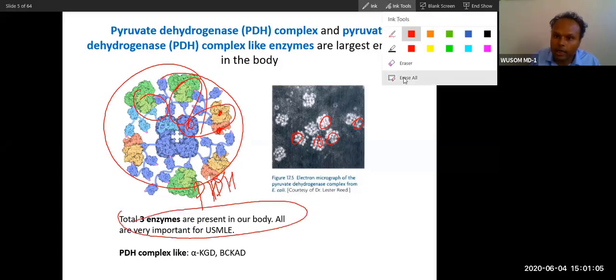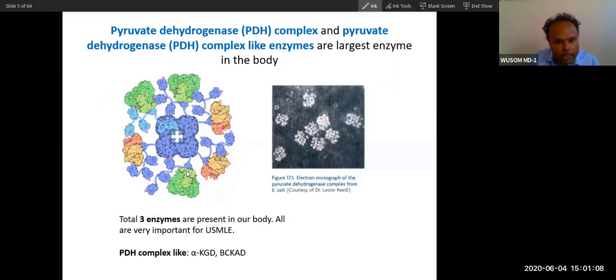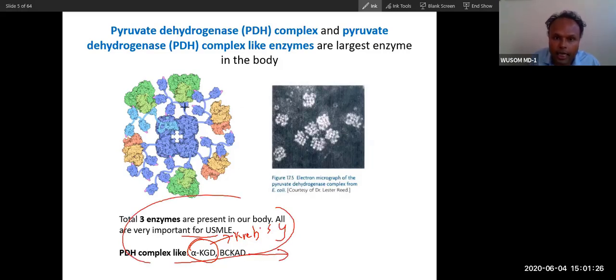There are two more enzymes in our body very similar in structure to this. One is alpha ketoglutarate dehydrogenase, an enzyme of the Krebs cycle. This is very important for USMLE also. All these concepts are very important. The second enzyme is branched chain keto acid dehydrogenase. So three enzymes have similar structure. Alpha ketoglutarate dehydrogenase is part of the Krebs cycle, and branched chain keto acid dehydrogenase is part of branched chain amino acid metabolism, which we will talk about in MD2. Branched chain amino acid metabolism utilizes this enzyme.